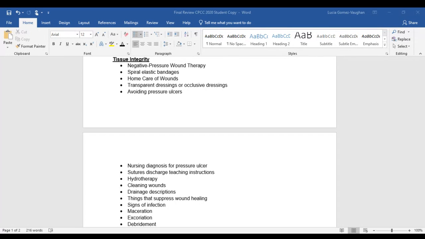Transparent dressings or occlusive dressings. You might see these called Tegaderms. Tegaderm is the brand name, but it's a transparent or an occlusive dressing. These are our clear dressings. These can be used on skin tears and stage 1 pressure ulcers. We walk the dressing over the area, smoothing it out to avoid wrinkles. This type of dressing maintains a moist environment that uses the body's own enzymes to heal.